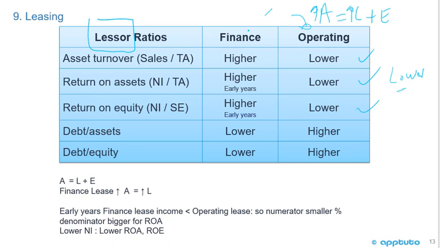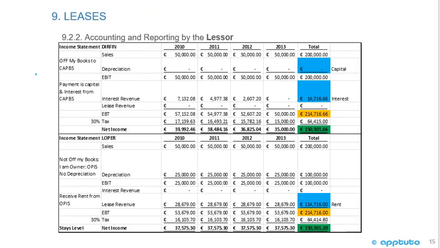So remember, if it's a finance lease, I don't have the asset on my books, okay? And so it's the opposite. I'm going to have the higher asset turnover and I'm going to have the higher return on assets in the early years, the higher ROE, lower debt to assets, lower debt to equity. So now we're going to do the same type of analysis. We're going to look at the income statement, cash flows, and some ratios, but we're looking from the point of view of the lessor, okay? And here I've got it in the income statement first, if it's a finance lease or if it's an operating lease. Let's start with an operating lease first.